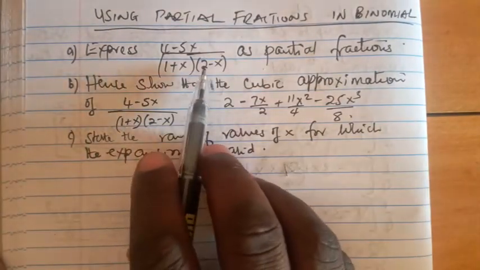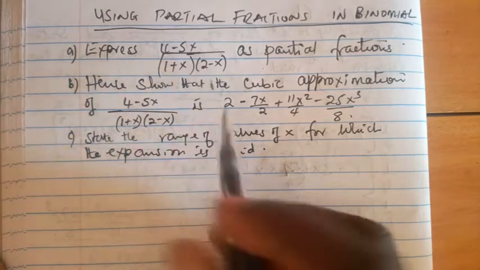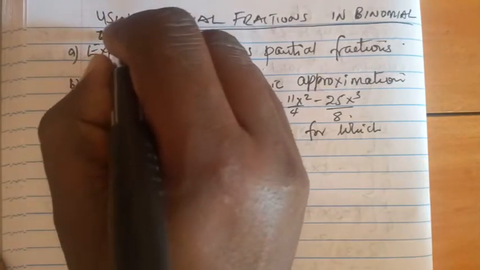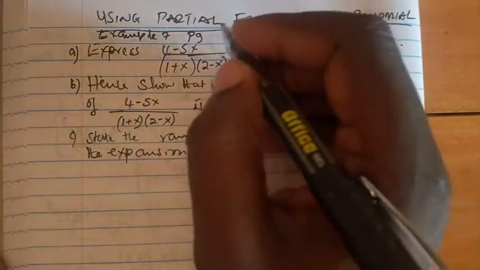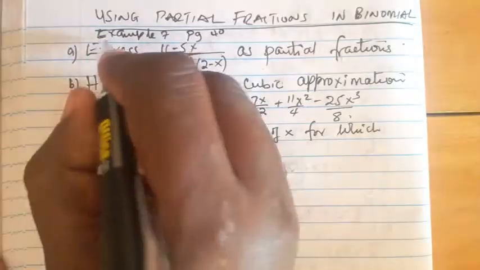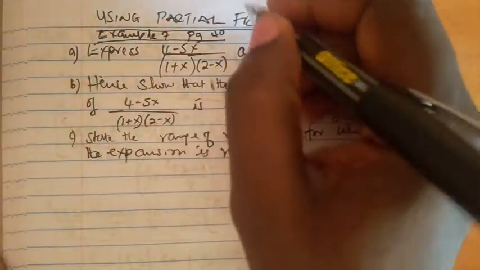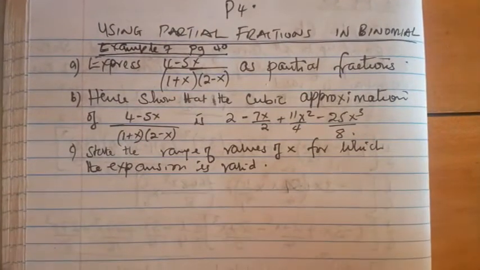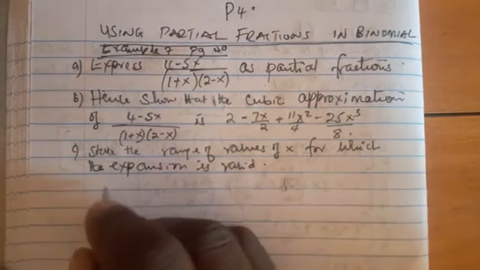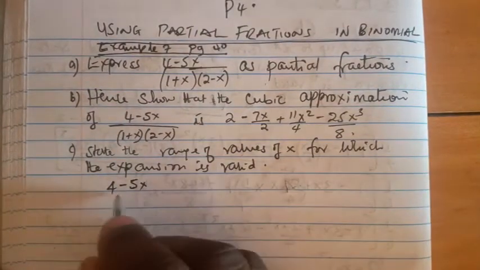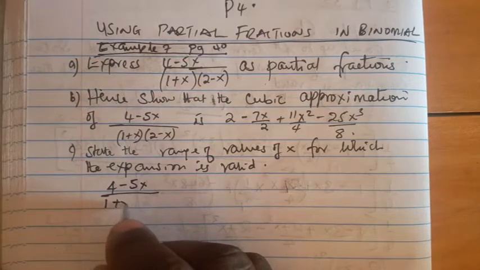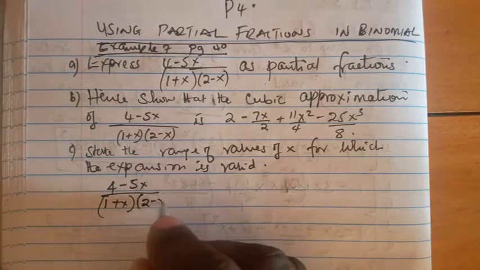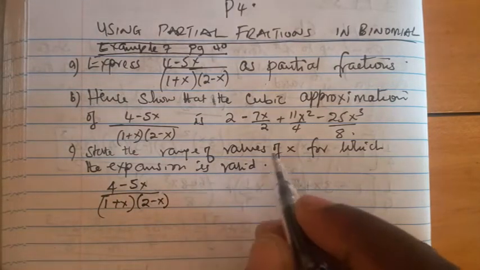And this one is just going to be like what you know about partial fractions, because the very first question in Example 7, this is Example 7, and it is on page 40 of P4. This is on page 40 of Pure Mathematics 4. It's saying: express (4 minus 5x) over (1 plus x)(2 minus x) as a partial fraction.